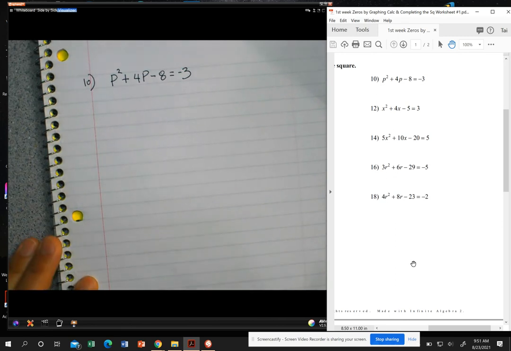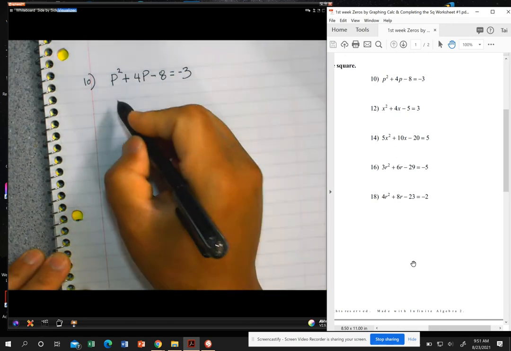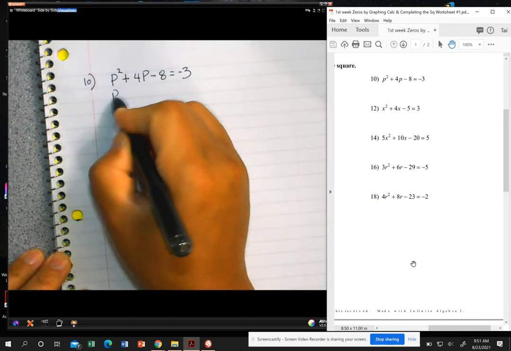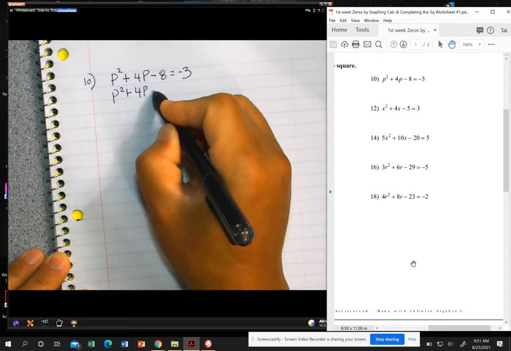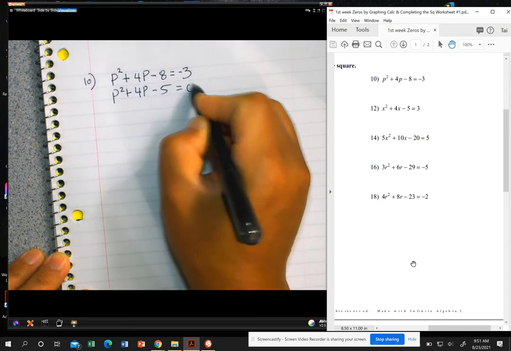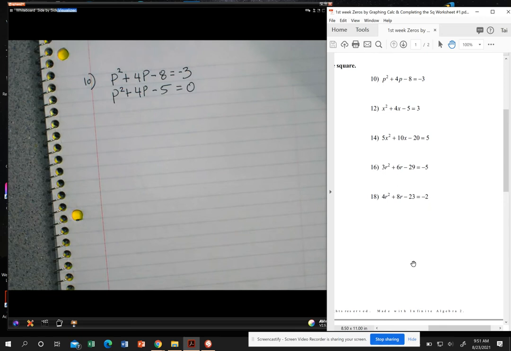All right, so I gave you a little bit of head start. What do we need to do? Can someone help me? We'll just kind of go around the room. Yeah. So you got 3. Okay, so go ahead and add 3. What do you get if you add 3? Negative 5. So P squared plus 4P minus 5 is equal to 0. All right, that is very good. That should be your first step, right?